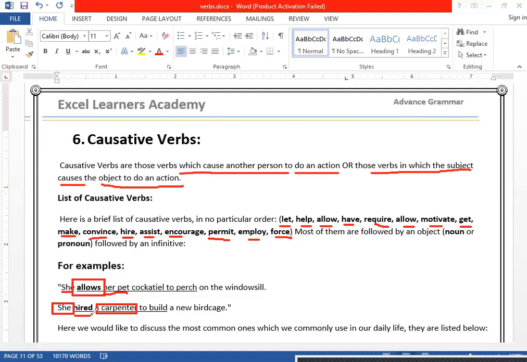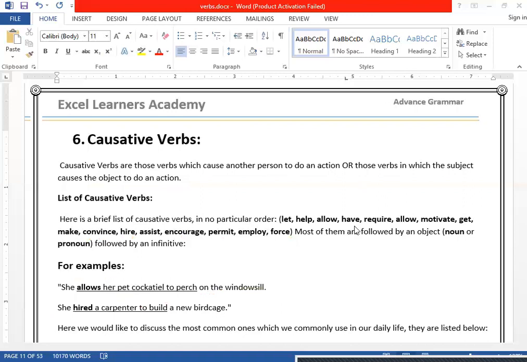Hired is the causative verb, and after the causative verb comes the object, the carpenter. This is called an object. After the causative verb, the object is used. Is it clear?